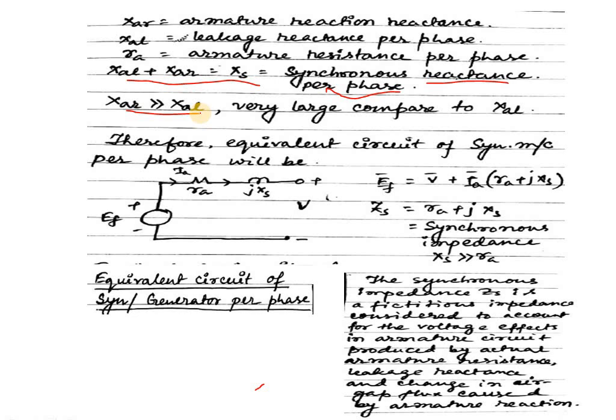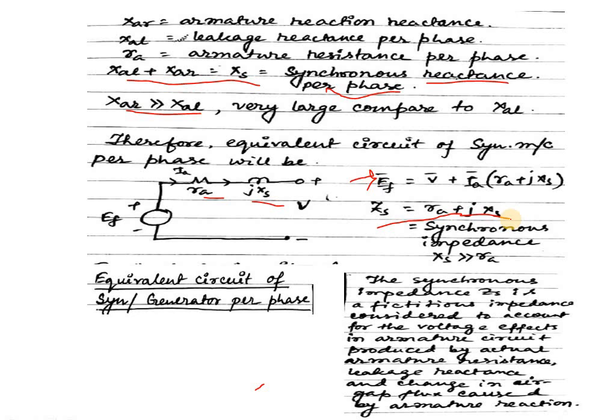Therefore, the equivalent circuit of the synchronous machine per phase will be EF, RA, jXS, where XS is the summation of XAL plus XAR. So our KVL equation becomes EF equals V plus IARA plus IAjXS, where ZS is basically RA plus jXS, the synchronous impedance, where XS is very much greater than RA.